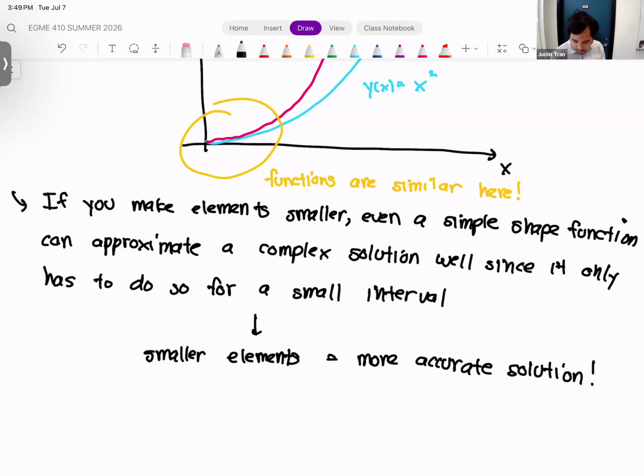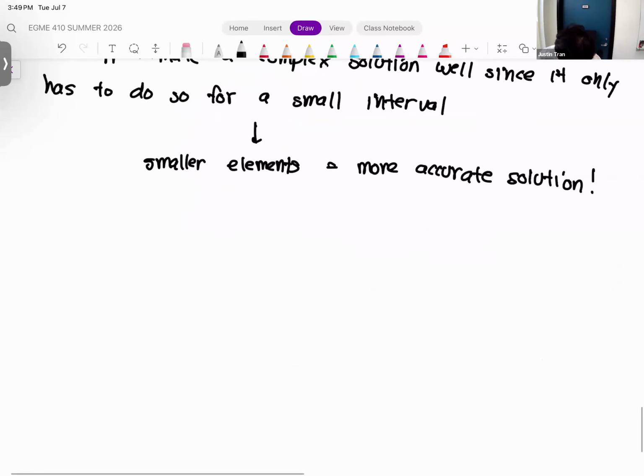Any questions on this before we move on to quadratic elements? Okay, all right, so let's go over the 2 quadratic elements. We'll talk about shear locking, we'll take a break, and then we'll do ANSYS activity 2.